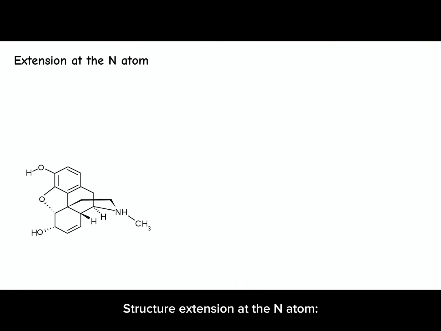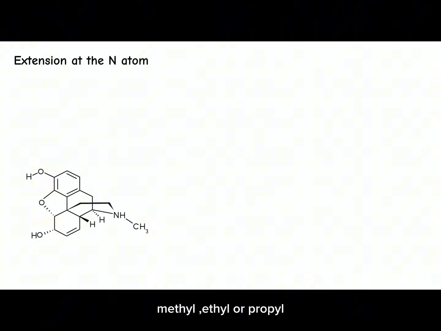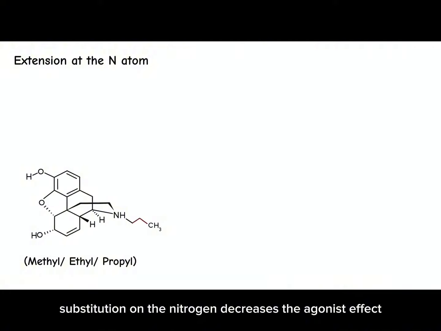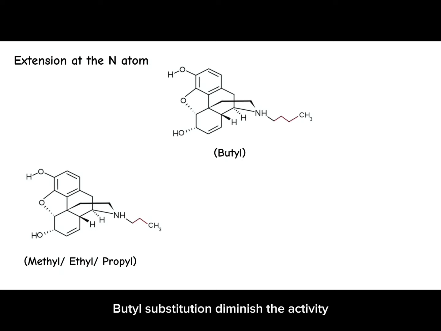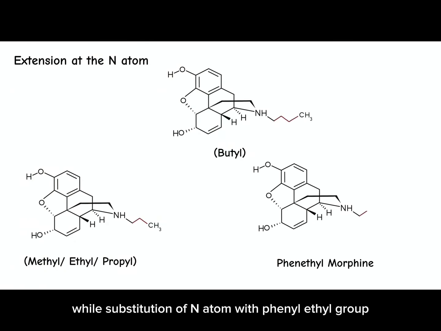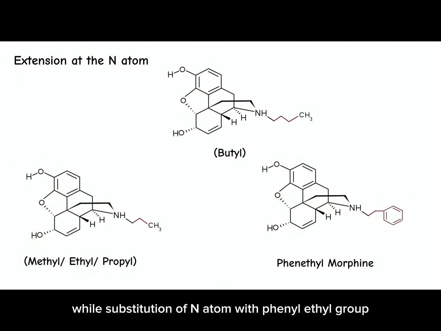Structure extension at the N atom. Methyl, ethyl, or propyl substitution on the nitrogen decreases the agonist effect but increases the antagonist activity. Butyl substitution diminishes the activity, while substitution of the N atom with a phenylethyl group results in formation of phenethyl morphine, which has 14 times the agonist activity of morphine.